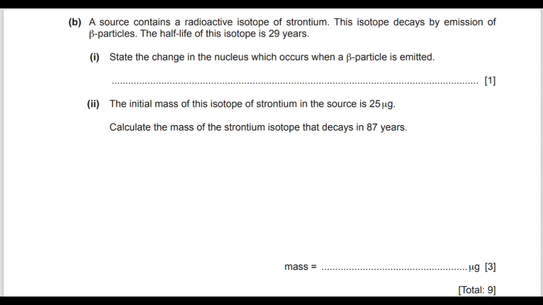Now the B part says a source contains a radioactive isotope of strontium. The isotope decays by emission of beta particles. The half-life of the isotope is 29 years.